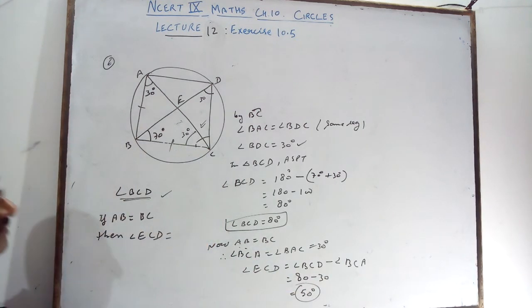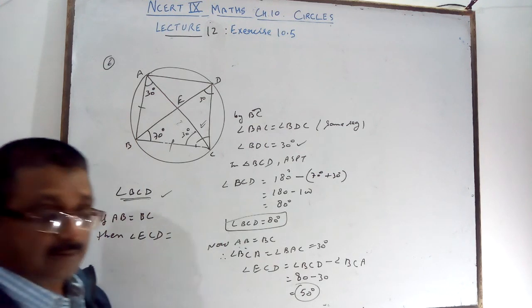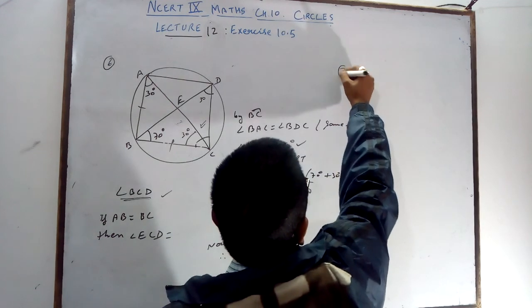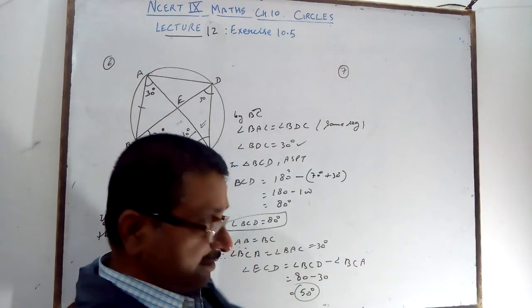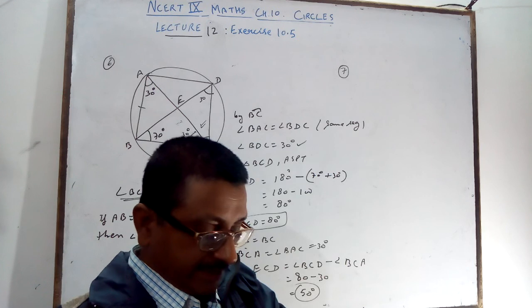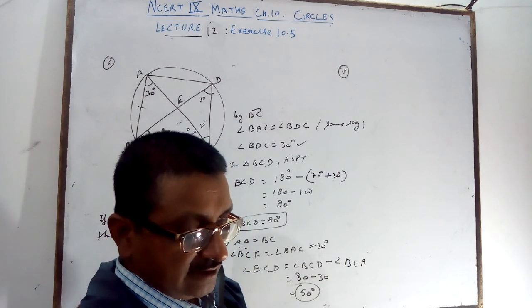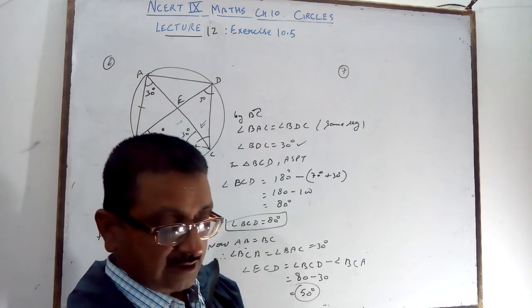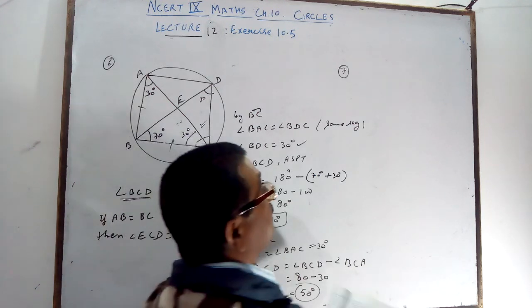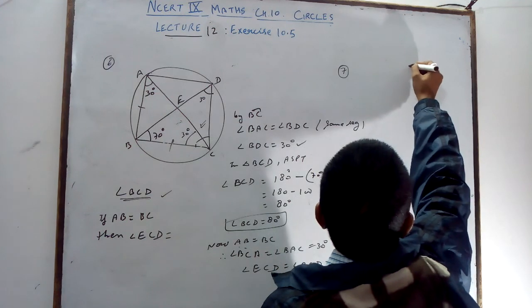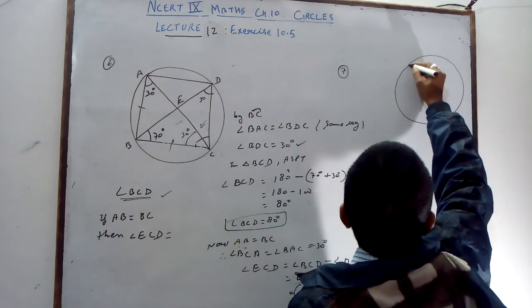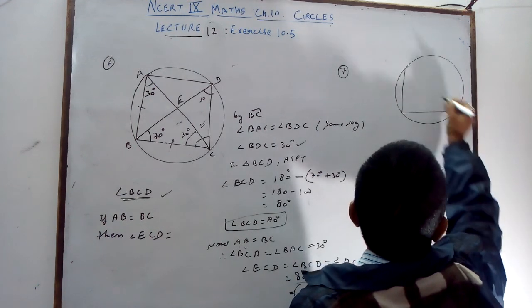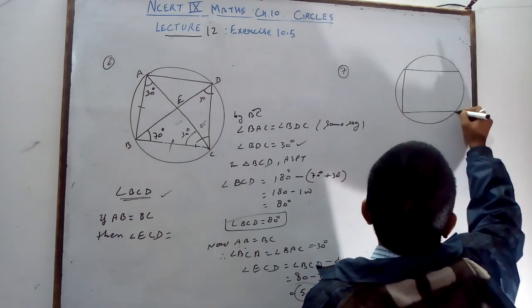You are getting two answers, 80 and 50. Question number 7. What is given? In question number 7, if the diagonals of a cyclic quadrilateral are diameters of the circle through the vertices of the quadrilateral, then prove that it is a rectangle. You will draw a rectangle, but you write it is a quadrilateral.